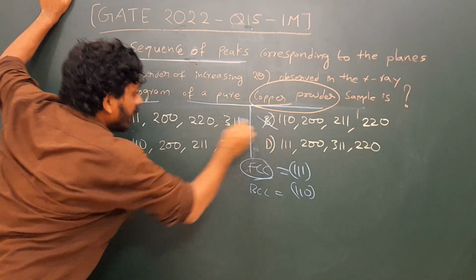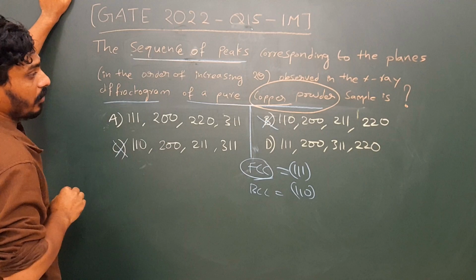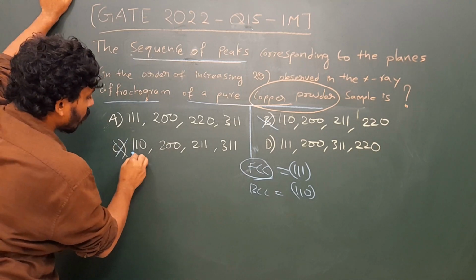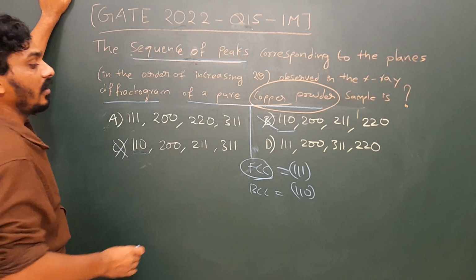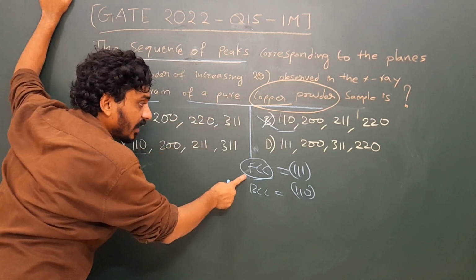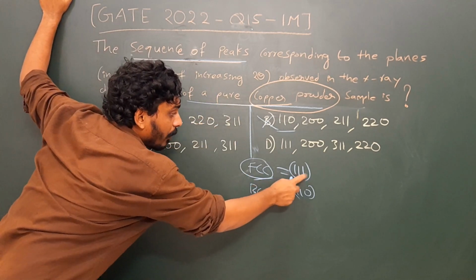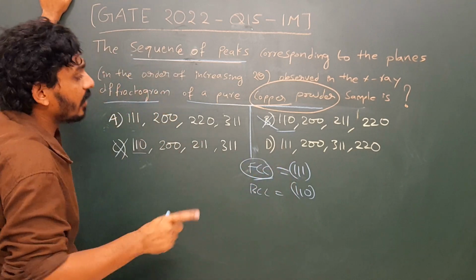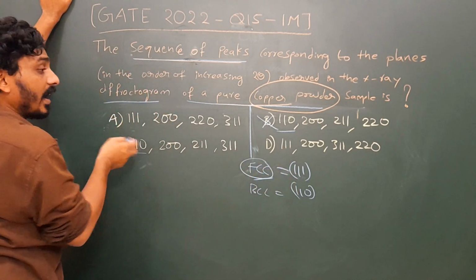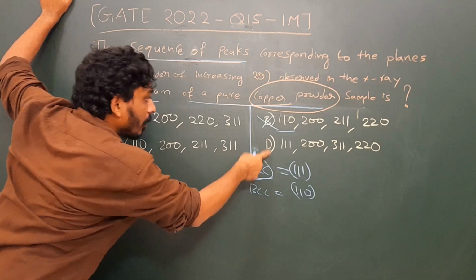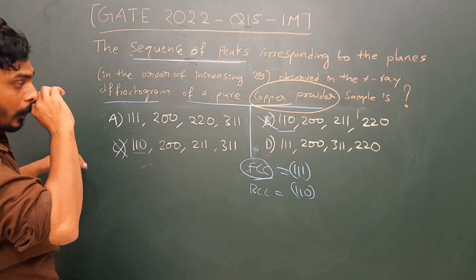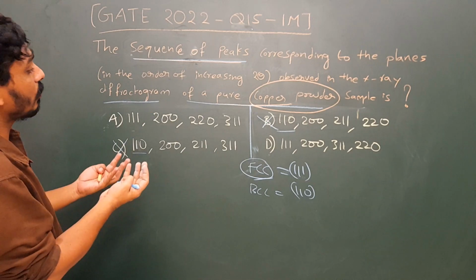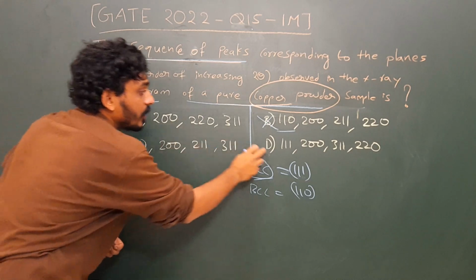Your option B and option C are gone, because in options B and C, 110 is the first plane. But we know that copper being an FCC, the 111 plane should be the first plane. That means it should be either A or D, but not B and C. That is for sure. Now we need to figure out the correct option from A and D.